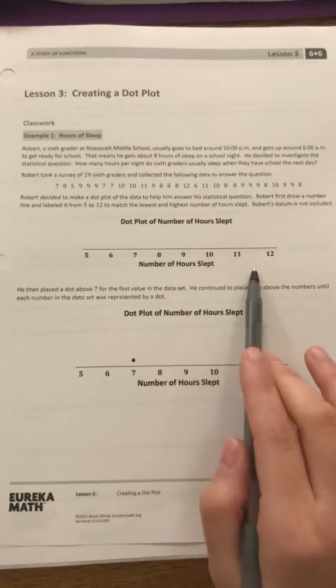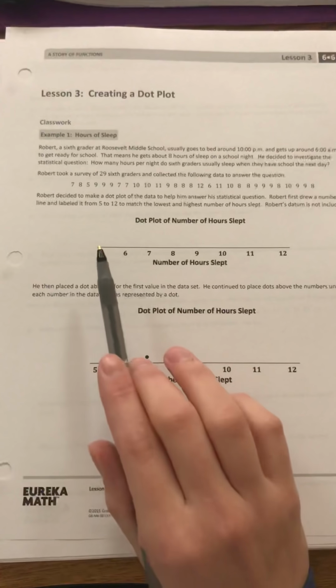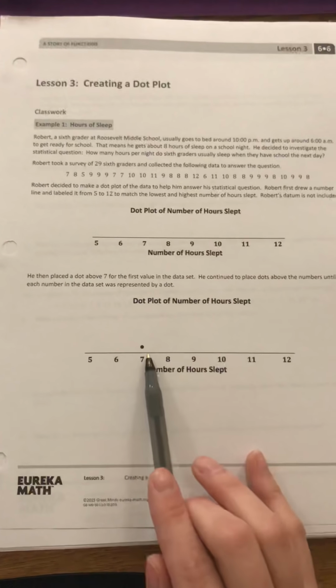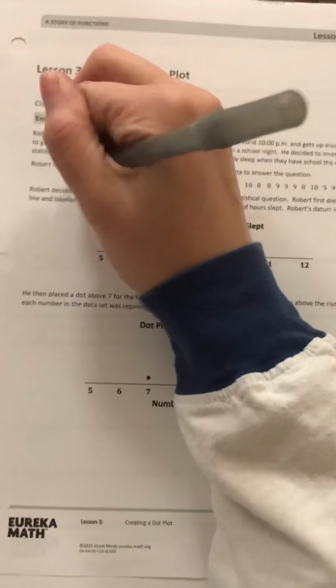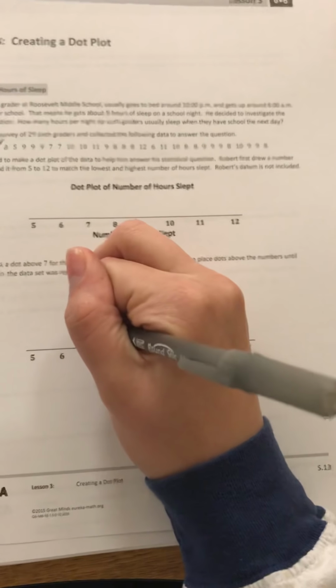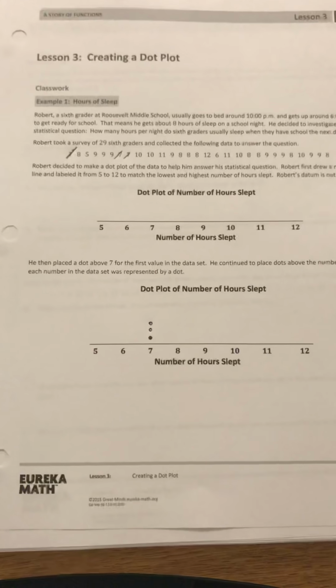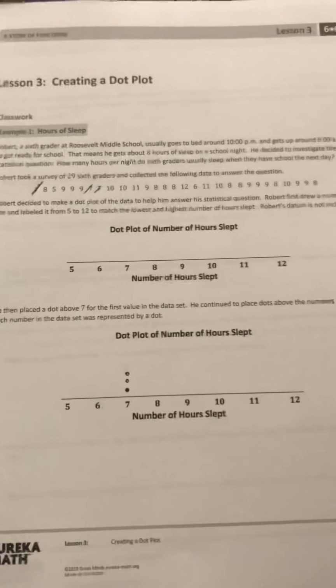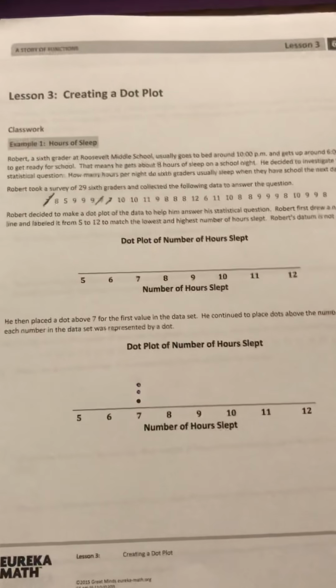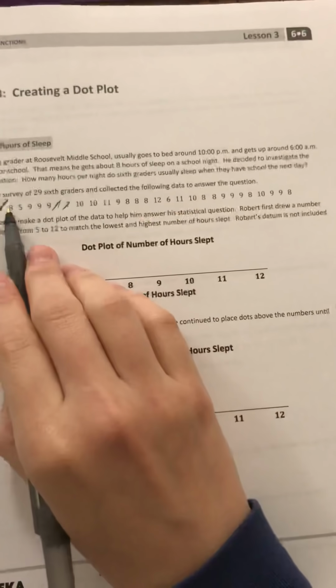So he already created what his dot plot's going to look like. He counted from 5 to 12, and he already placed the first 7. So I'm going to cross the first 7 out, and I'm going to find all the other 7s within my data. I see 2 7s right here, so I'm going to plot those right there. Then, really you can go in any order. I'm going to just kind of go from left to right. That makes it easier on me.